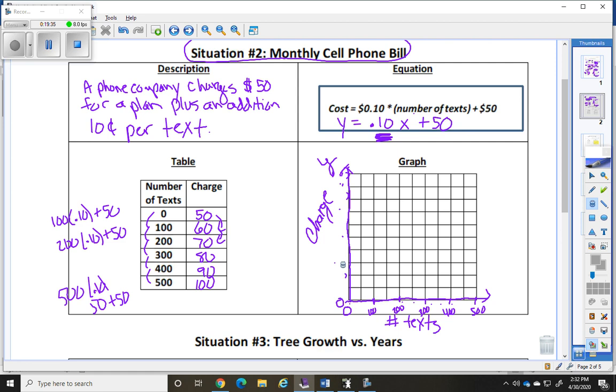So since the lowest thing I have to plot starts at $50, I could choose to put like this little zigzag here. And that means that I'm skipping a whole bunch of numbers. And then, since each of these are going up by 10, I feel like trying to spread this out. So I'm going to make this one be 50, 60, 70, 80, 90, and 100.